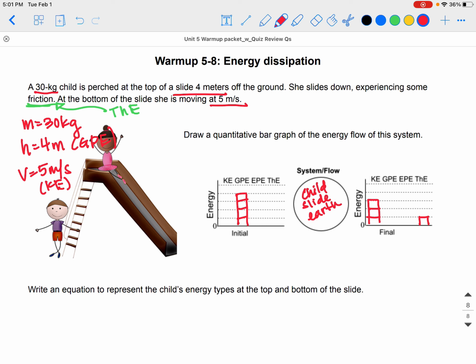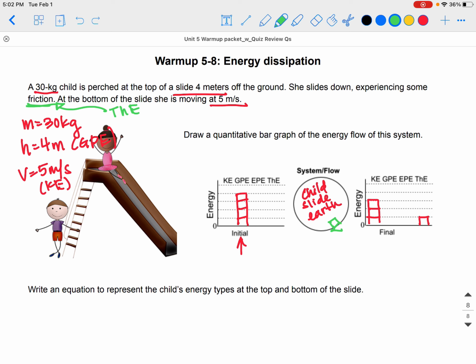Also, you want to make sure that however many blocks you have initially is the same total amount of blocks you have finally. What I want to talk about, though, is there's another way to represent this. Thermal energy is also considered energy coming out of the system. So if you wanted to, you can represent thermal energy as energy coming out, and that means you would drop this energy type right here. So either one is fine. They would both be correct on the test.